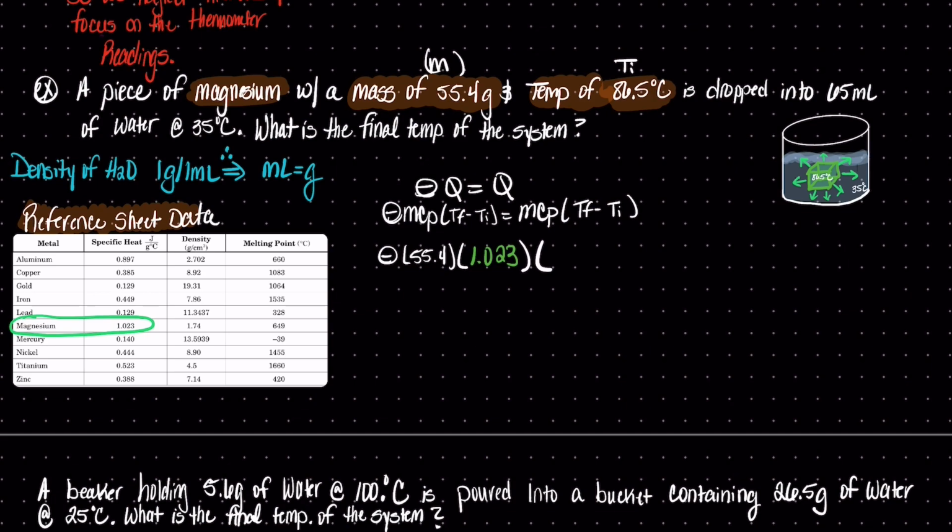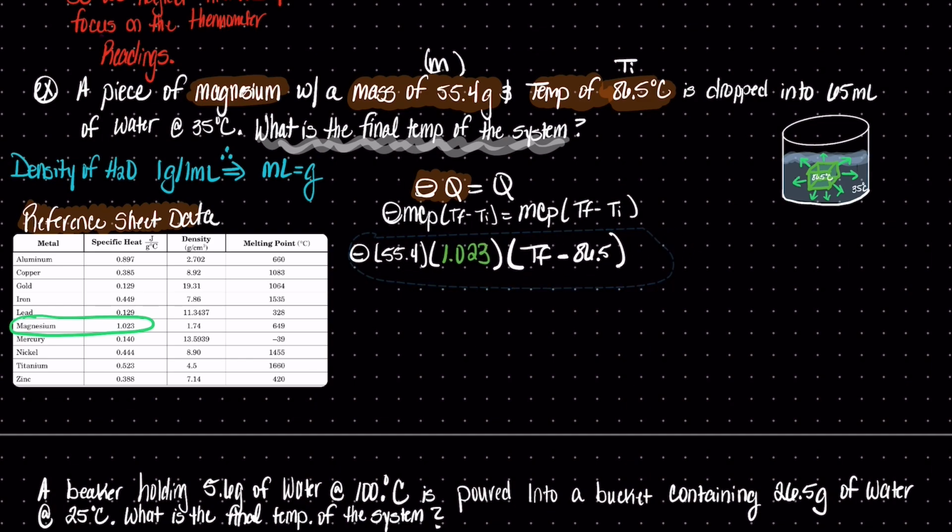Now, TF minus TI. The problem is asking me what is the final temperature of the system. So I know nothing about TF. I'm going to keep it as the variable TF. You can make it as X, a smiley face, a heart, whatever floats your boat. Live your best. Minus where it started. I know my magnesium, or the hot side, started at 86.5 degrees Celsius. So I'm going to keep that information handy. I'm going to move that over just a little bit to give me some more room.